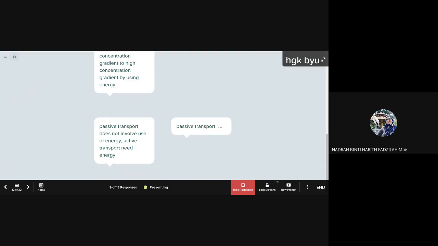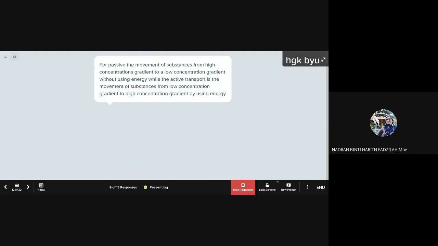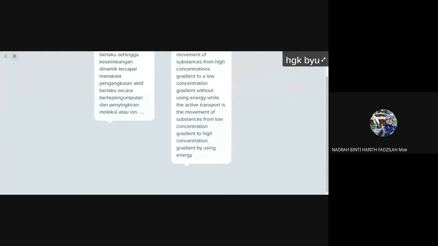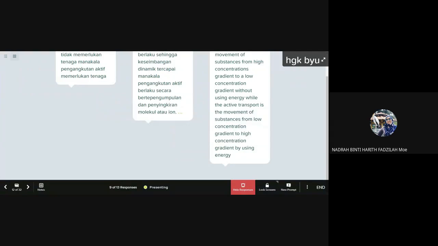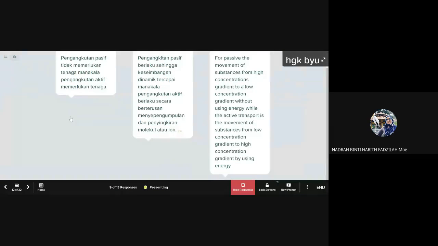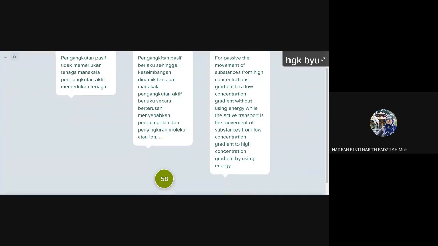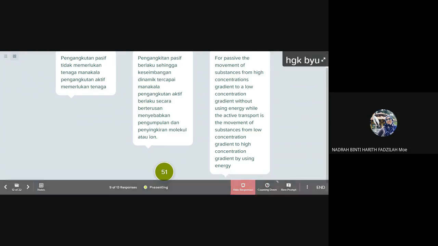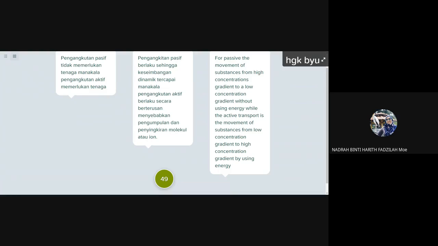Selagi ada sel tu hidup, ada tenaga, selagi itulah pengangkutan aktif berlaku. Okay, so I give you around 1 minute to update your answer. Nanti kita akan move on to the next slide. If you want to see sample answer, I'm showing you right now the sample answer in the Google Meet. Kan nak salin daripada kawan-kawan punya kan?